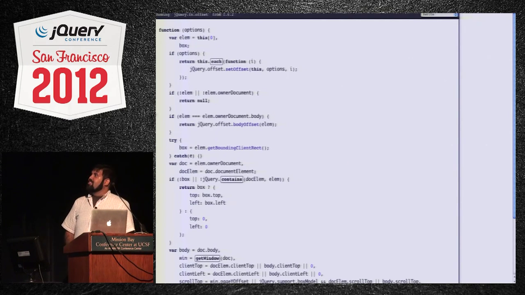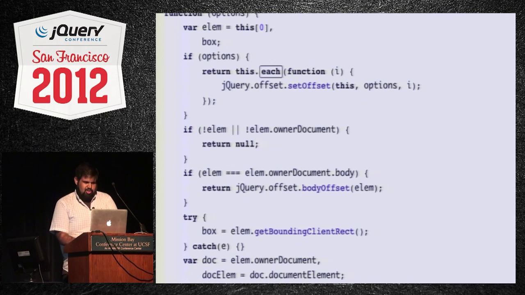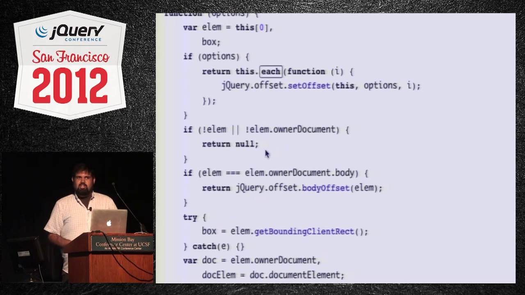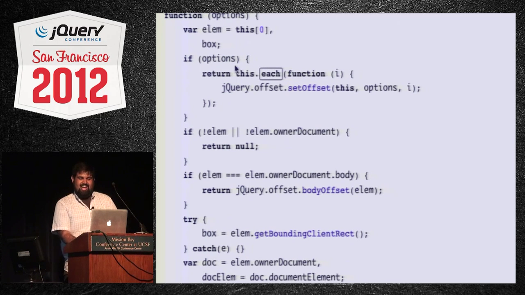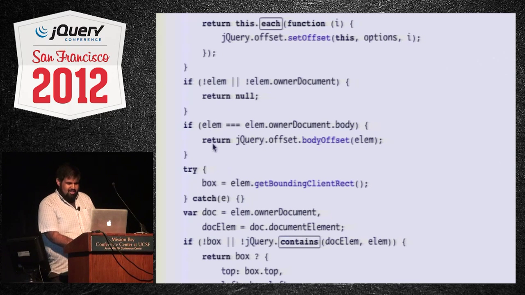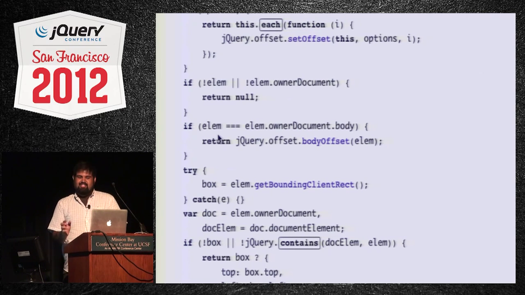So this is the code for offset. It is long and a little complicated, but let me zoom in for you. Okay, there are not that many returns here. So we can just go through them and figure out how we can write our code so that we can control what offset returns. The first one is if options. We're not passing anything into this, so it's obviously not this return. The next one is return null. It's not going to return null because it doesn't normally return null. Next one is return this body offset. Why would it return the body offset if the element is not the body? So it's definitely not that one.